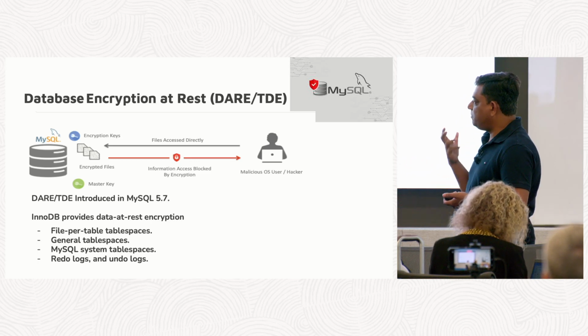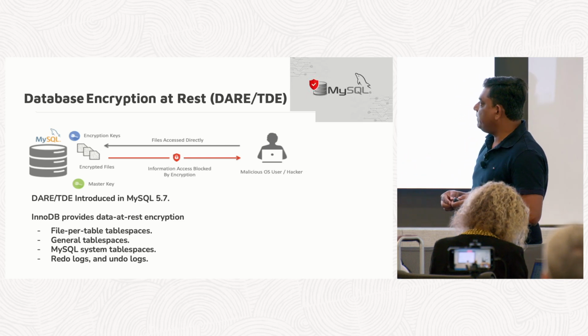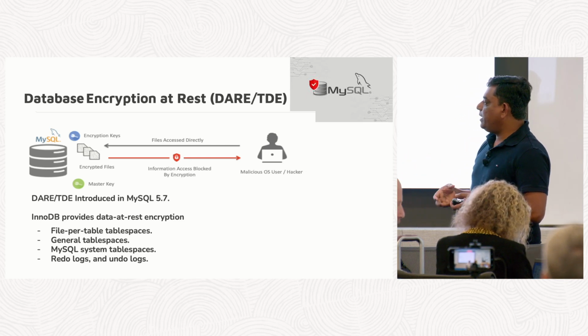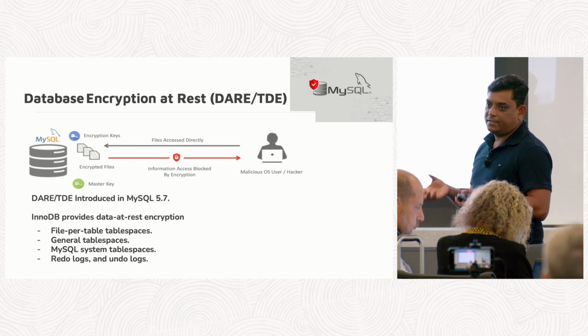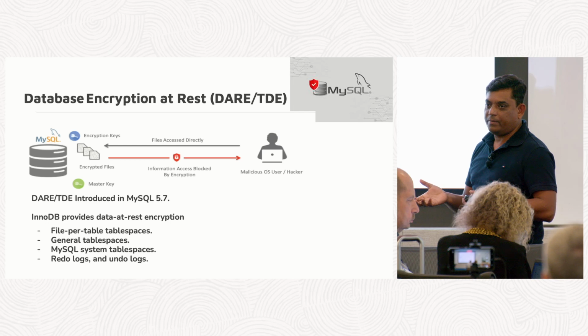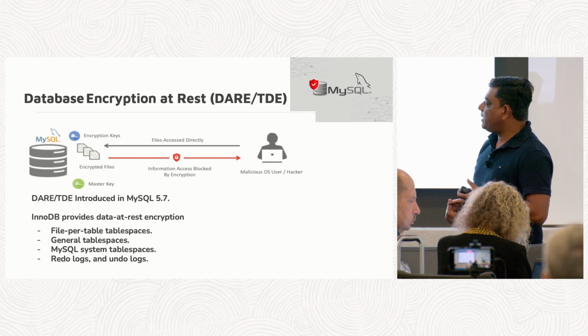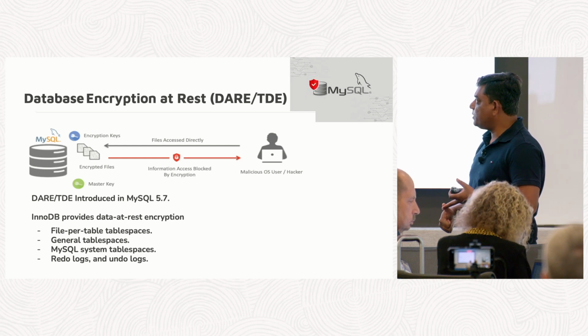It is available from 5.7 to now. I mean, any version it is available. So basically, you are encrypting your data files on disk. So if someone steals the disk or the disk gets compromised, your data is not compromised. You are protecting with a master key. There are two master keys: one for the database and one for the tablespace encryption keys.